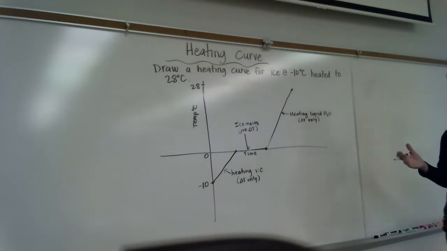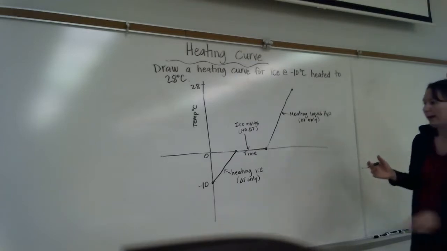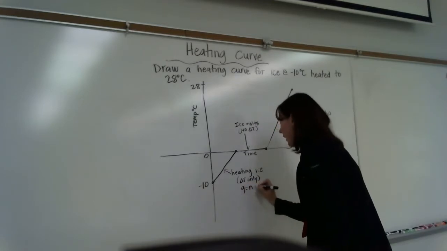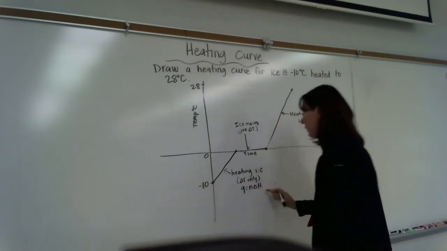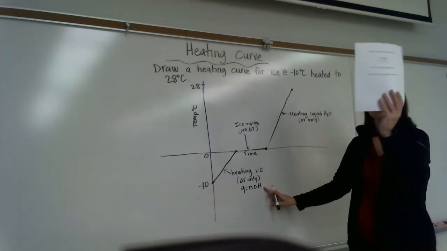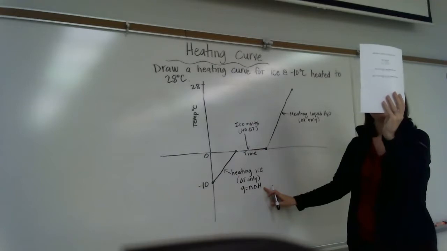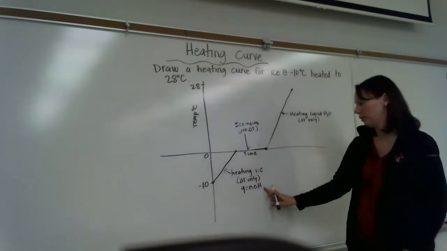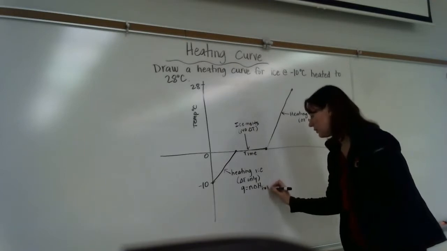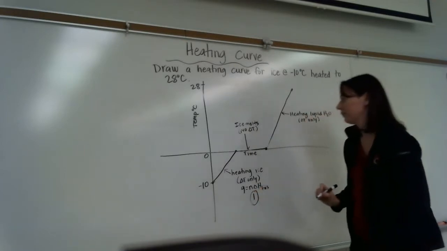So if we were going to calculate how much energy is required, we'd have to calculate Q equals n delta H. Now, are we going to use heat of fusion or heat of vaporization? Look at your handout. Which one? Heat of fusion or heat of vaporization? Fusion, right. So that'd be calculation number 1.